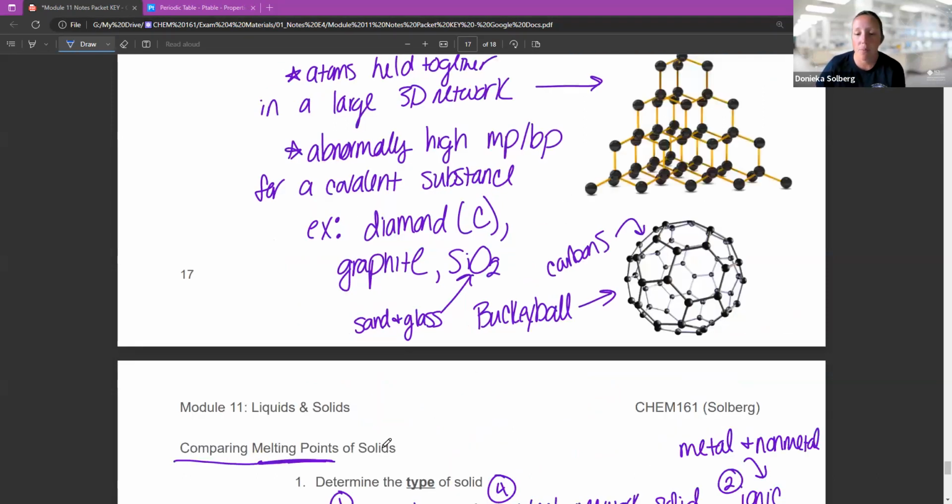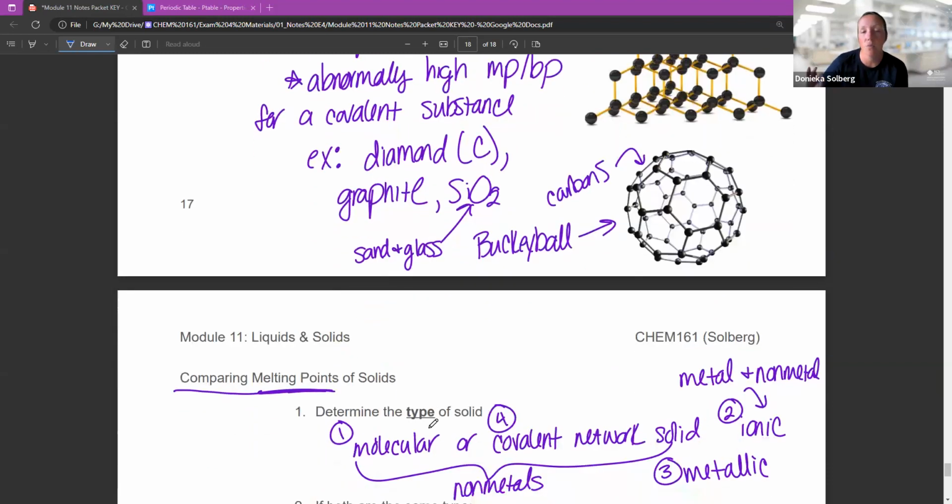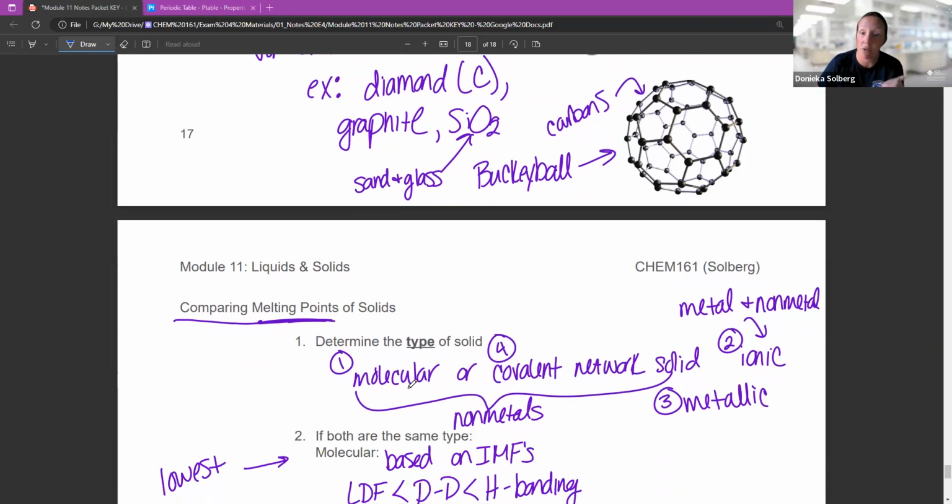Okay, so comparing melting points of solids, if I said, which one do you think is going to have the highest melting and boiling points? What I want you to first of all figure out is what type of solid is it? Is it molecular, covalent? And if it's covalent, it could be molecular or a covalent network solid. So you got to check, is it carbon or silicon dioxide? Does it have a super high melting point? If not, it's probably just a molecular one. If it's a metal and a non-metal or a polyatomic ion, it's ionic. And if it's just metals, it's metallic.